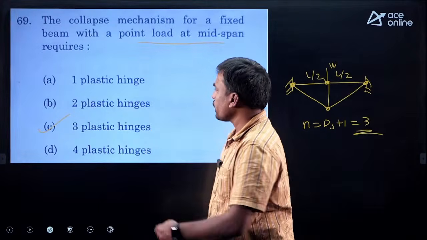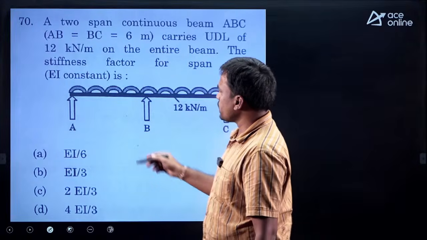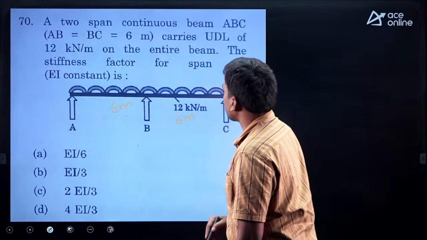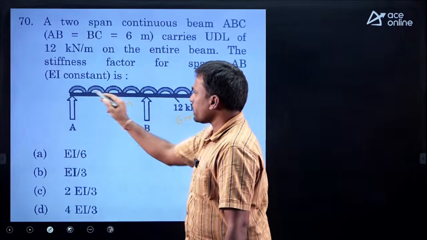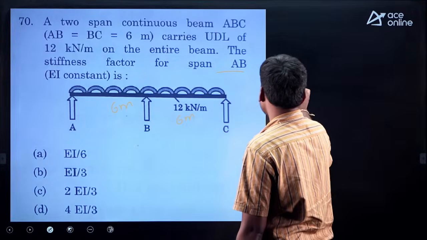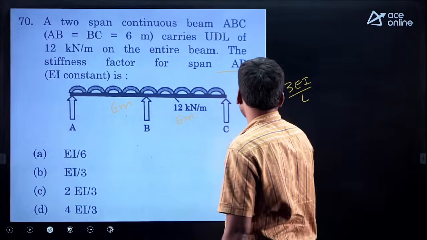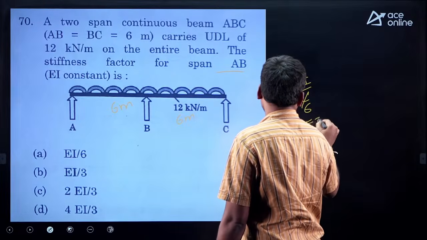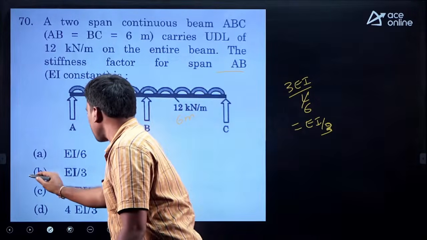Next, 2 span continuous beam ABC, AB is given 6 meter and this is also given 6 meter, and the stiffness factor for span AB. Students, the far end is hinged support, what is the stiffness? 3EI by L only, right, but what is the length given here? It is 6, then this is EI by 2, sorry, EI by 3, then option B is correct.